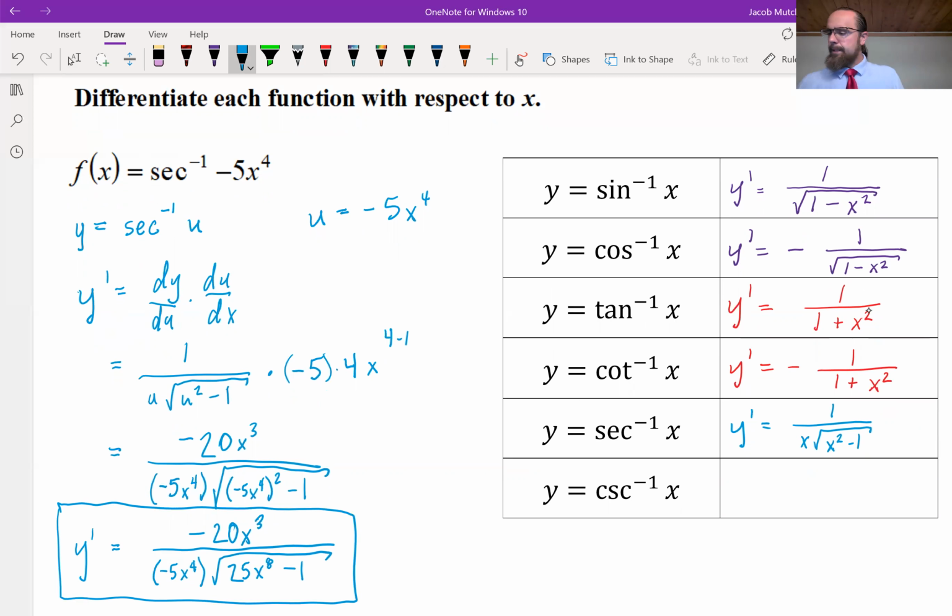Just to wrap up at the end here, we should put our final rule for the inverse cosecant function. And as you guessed, it's all the same except there's a negative. So negative 1 over x times the square root of x squared minus 1.